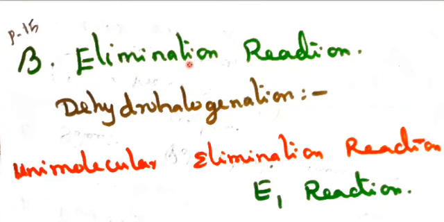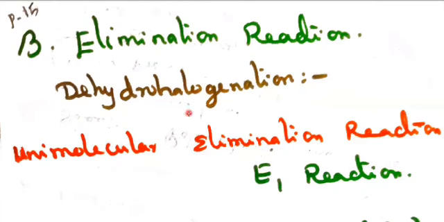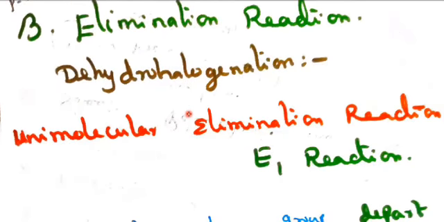Here, the haloarene and haloalkanes, the elimination reaction. It is dehydrohalogenation. Dehydro means releasing a hydrogen and a halogen. Removal of hydrogen and halogen is called dehydrohalogenation.